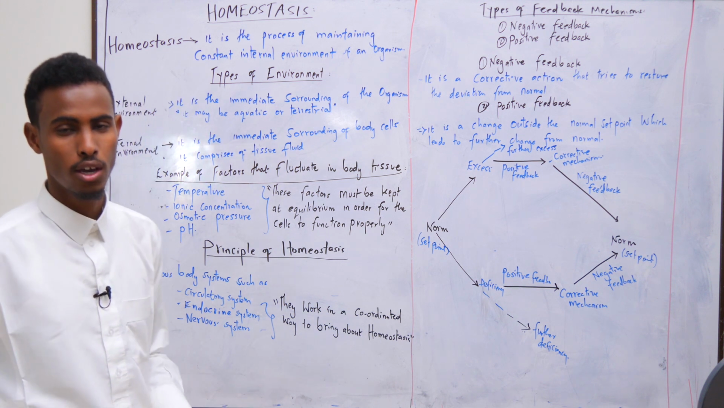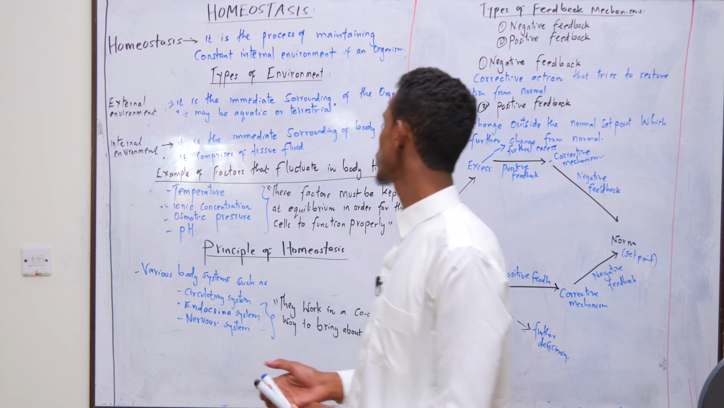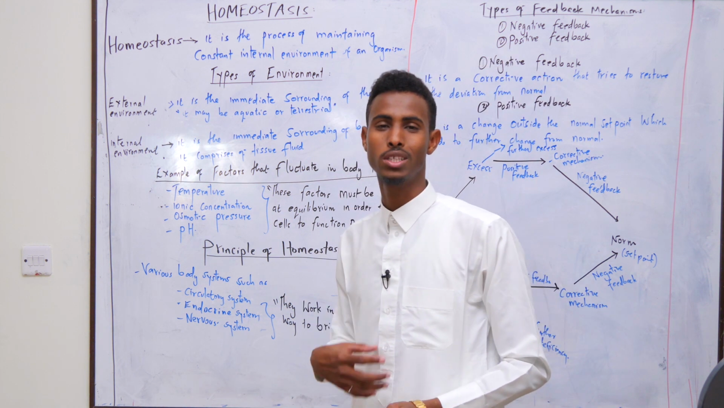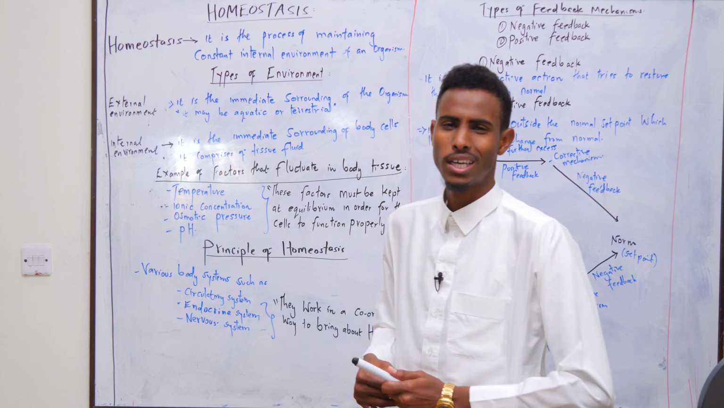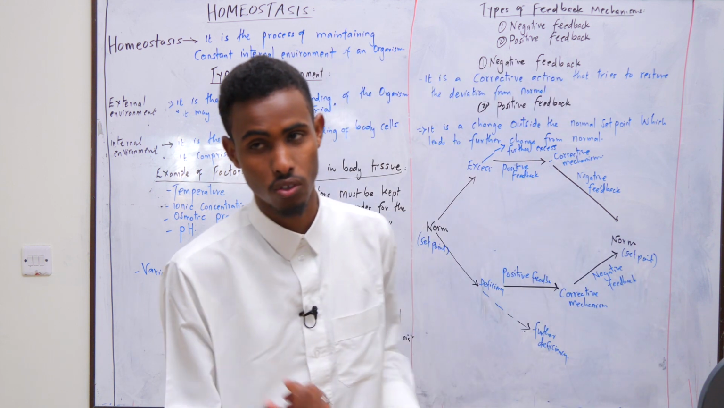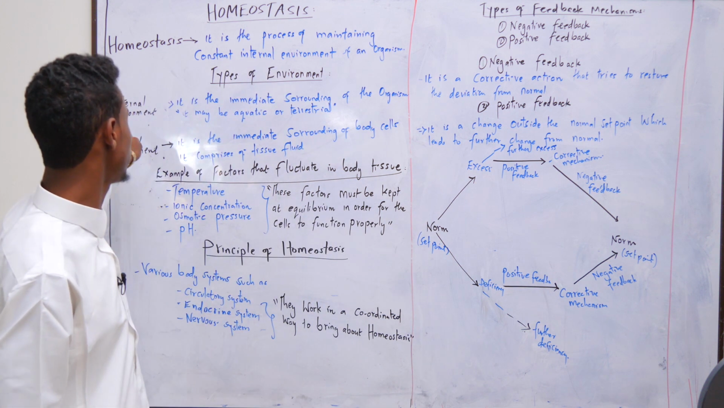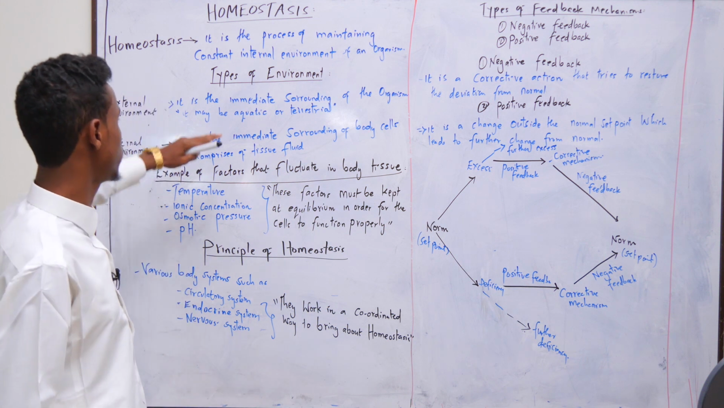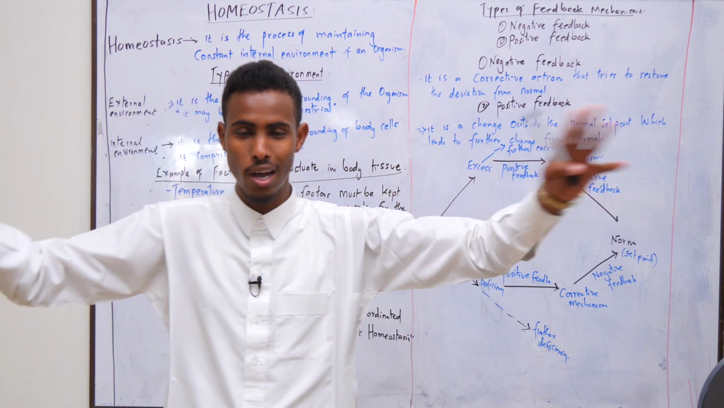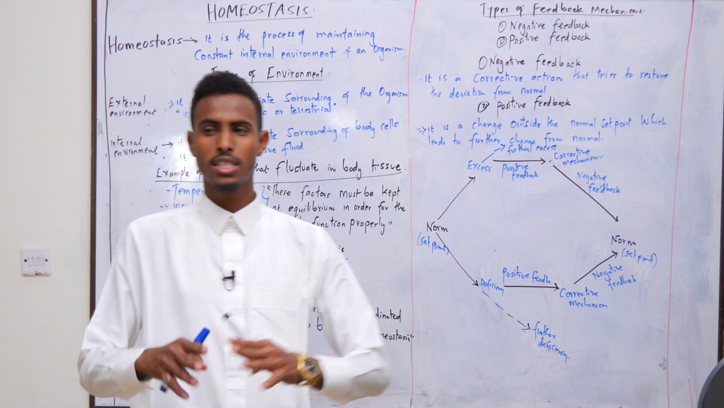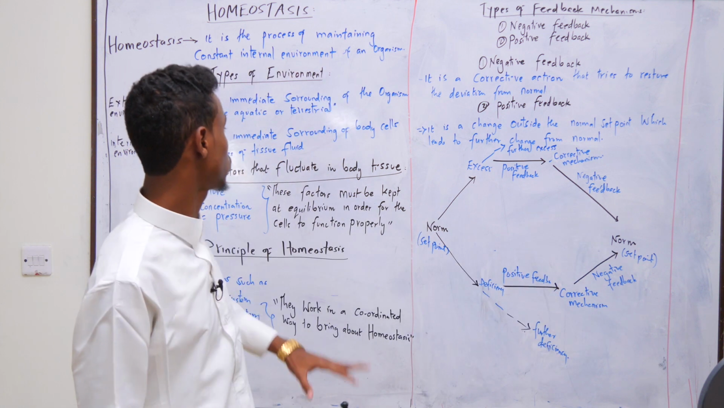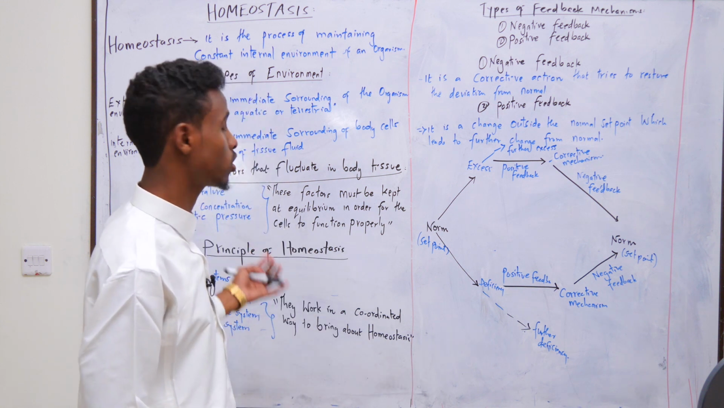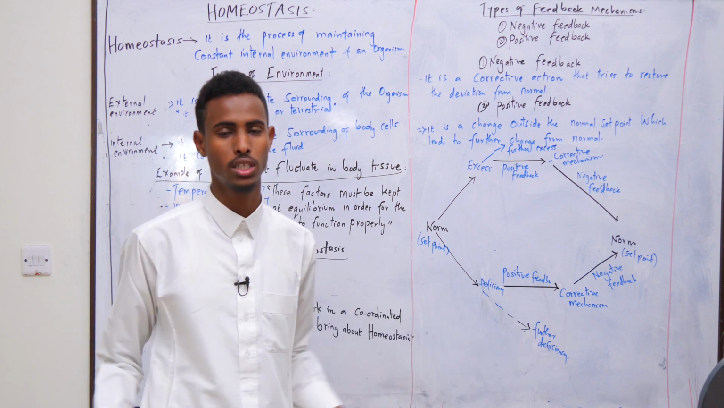Now we need to understand what homeostasis is. Homeostasis is the process of maintaining a constant internal environment of an organism. And we know that an organism basically has two types of environment. That is the external environment as well as the internal environment. The external environment is the immediate surrounding of the organism. The immediate surrounding of the organism is what we refer to as the external environment. And we say basically the external environment consists of both biotic and abiotic factors.